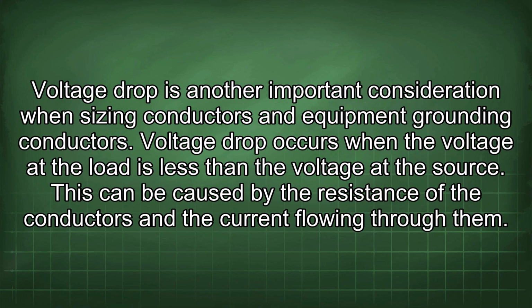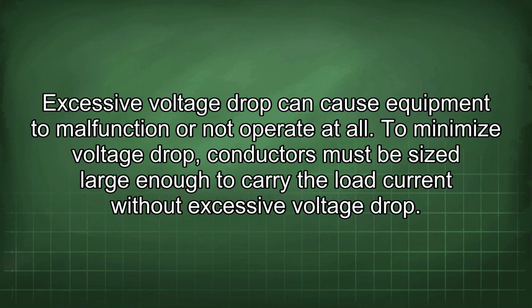Voltage drop is another important consideration when sizing conductors and equipment grounding conductors. Voltage drop occurs when the voltage at the load is less than the voltage at the source. This can be caused by the resistance of the conductors and the current flowing through them. Excessive voltage drop can cause equipment to malfunction or not operate at all. To minimize voltage drop, conductors must be sized large enough to carry the load current without excessive voltage drop.